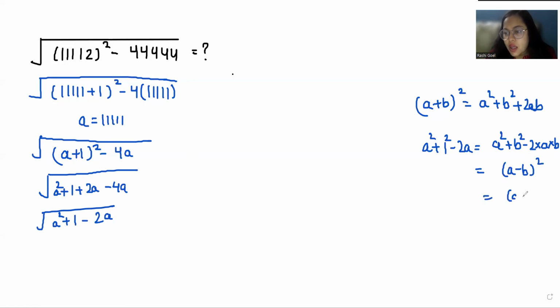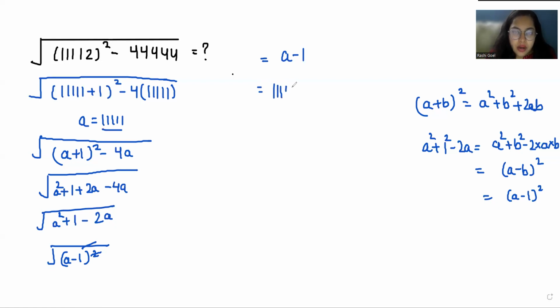So where A is A and B is 1. So we can replace this as A minus 1 whole square. So with the help of this the square root eliminates. So A minus 1, and the value of A is 11,111 minus 1. So 11,111 minus 1 is 11,110.